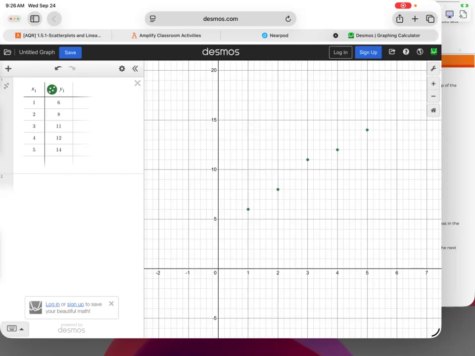We have our scatter plot. It does it for us. It plots these points for us. Now, I want to fit an equation. I want to fit a line.